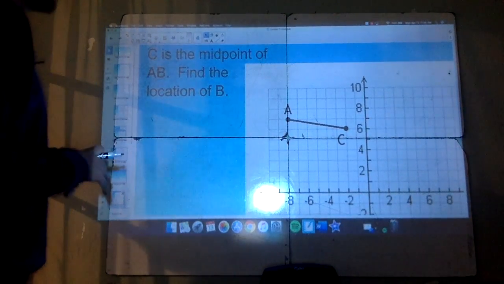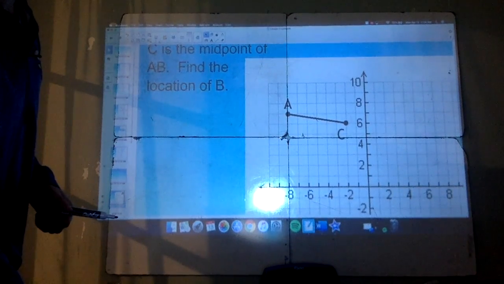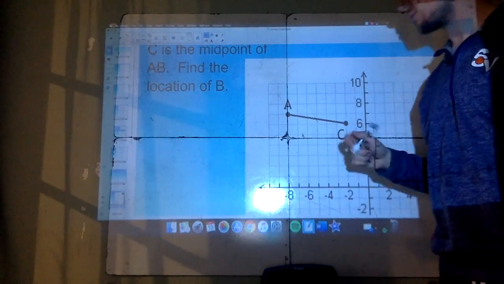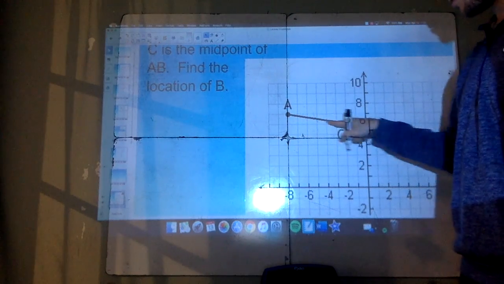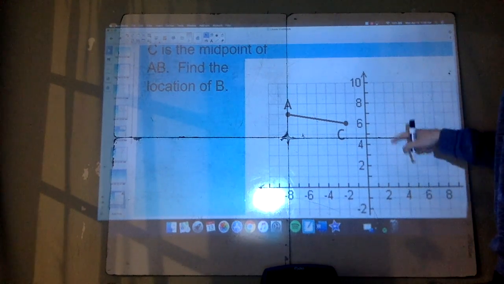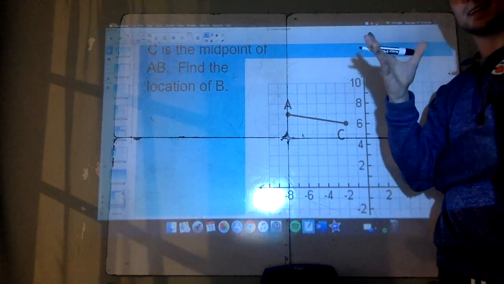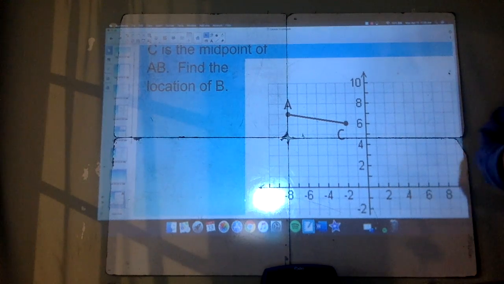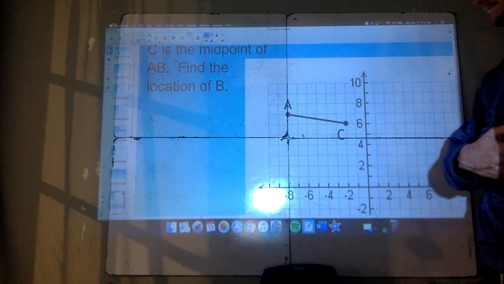So next up, a sort of extension for this is that C is the midpoint of AB. Find the location of B. So we don't know where B is. So how this works is to get from A to C, we know C is the midpoint. So AB is going to be somewhere over in this area. So take maybe 20 seconds, pause the video, and try to find out where that point B would be located. What are the coordinates of it?